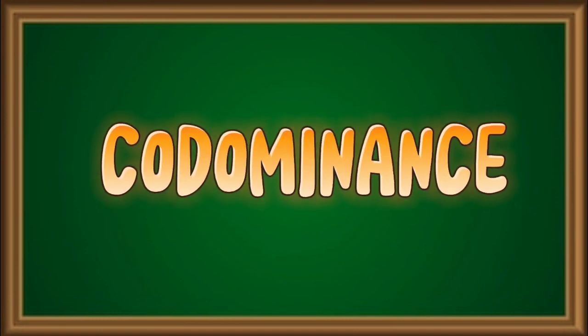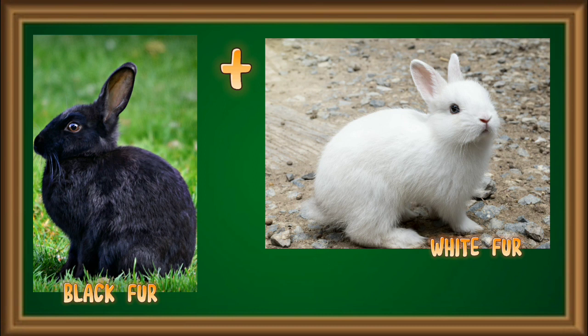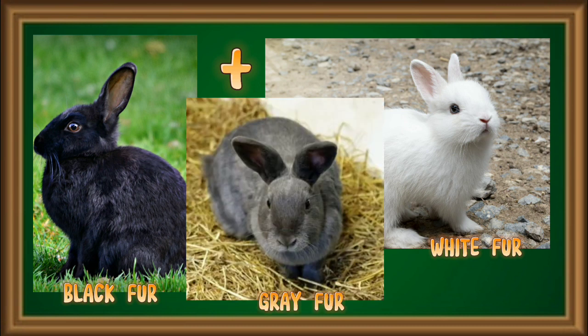The answer is codominance because, as you can see, both alleles are expressed equally. Last one. A black Fior rabbit is crossed with a white Fior rabbit, resulting in a gray Fior rabbit. What type of inheritance pattern is this?